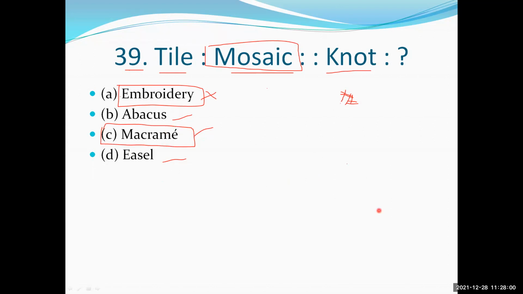I hope that many of the girl students may know about this: with knots they can make different things. With wool or maybe with nylon thread, you people can do a number of different kinds of weavings, and that can be macrame. So option C is the answer here. All of you just try to understand.